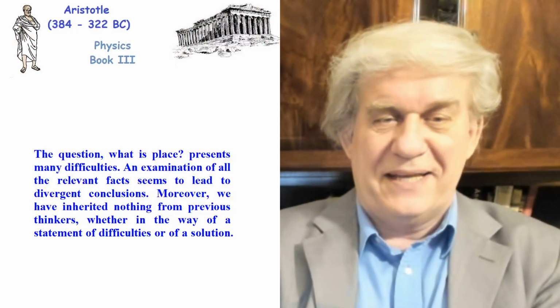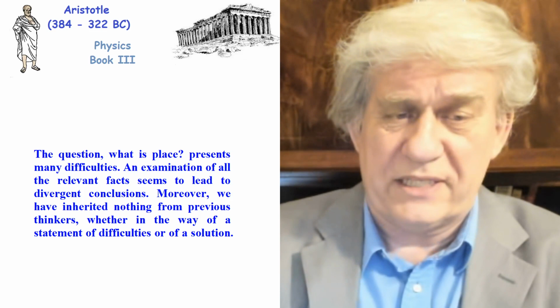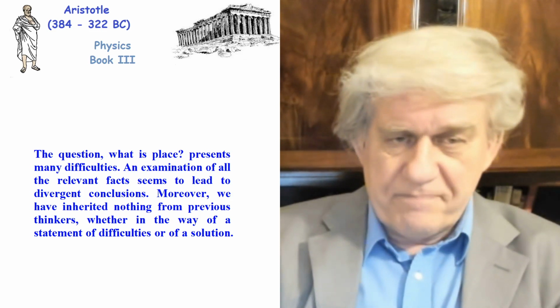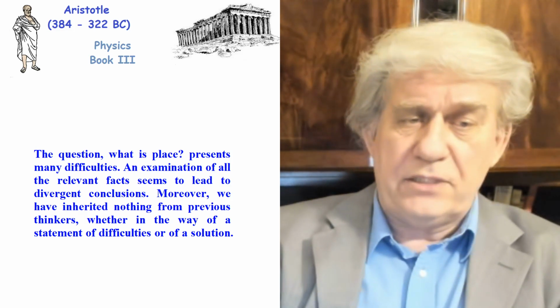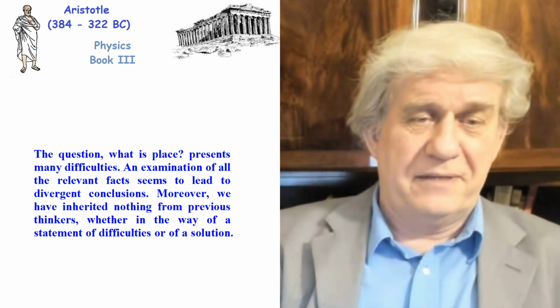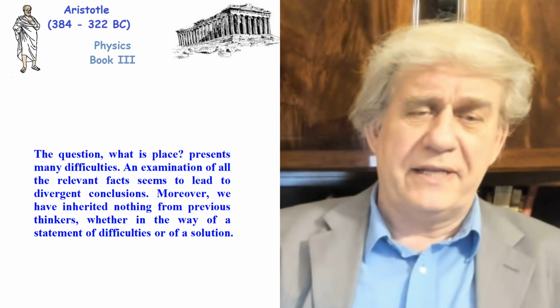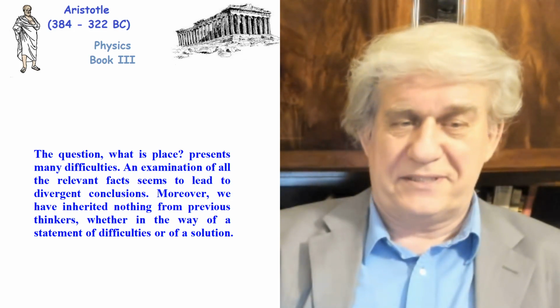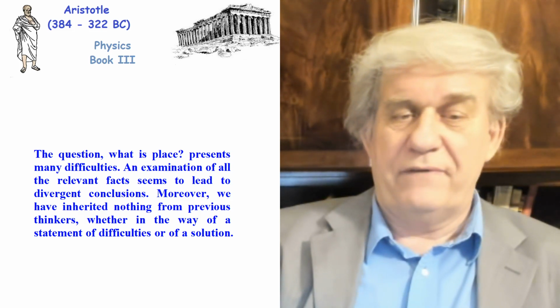But Ari immediately starts with a disclaimer. That's quite interesting. I had to read this because I thought it was interesting. He says, the question, what is place, presents many difficulties. An examination of all the relevant facts seems to lead to divergent conclusions. So everybody's got a different opinion of what they think place is, right? Moreover, I like this part. We have inherited nothing from previous thinkers, whether in the way of a statement of difficulties or of a solution.